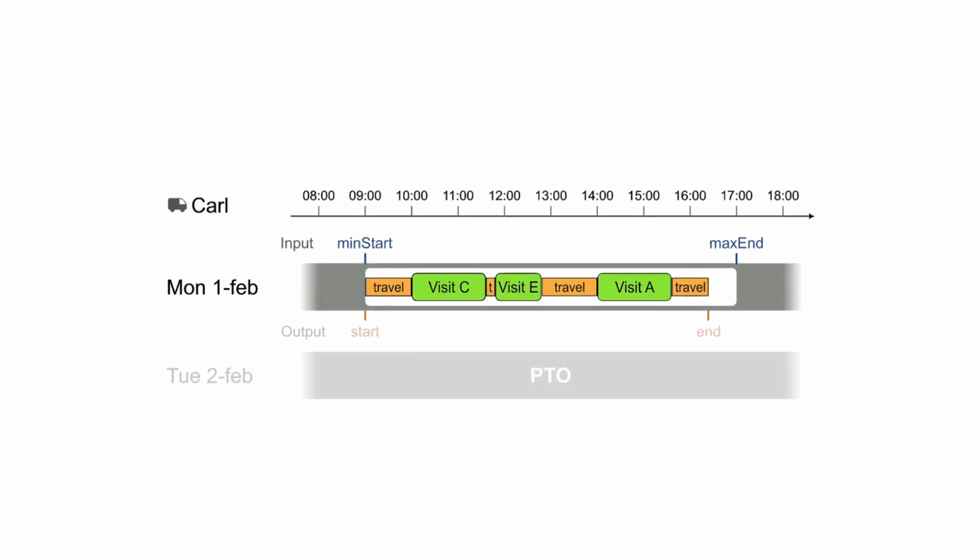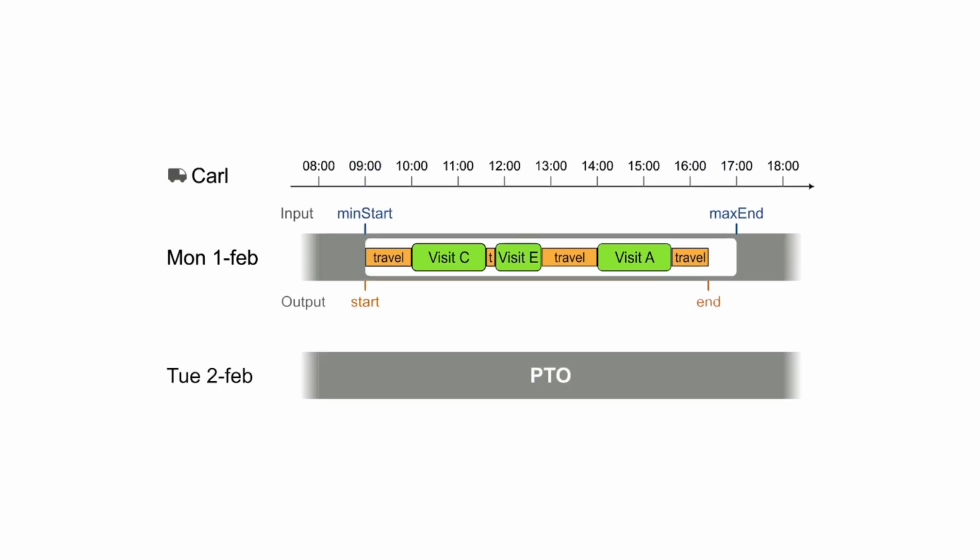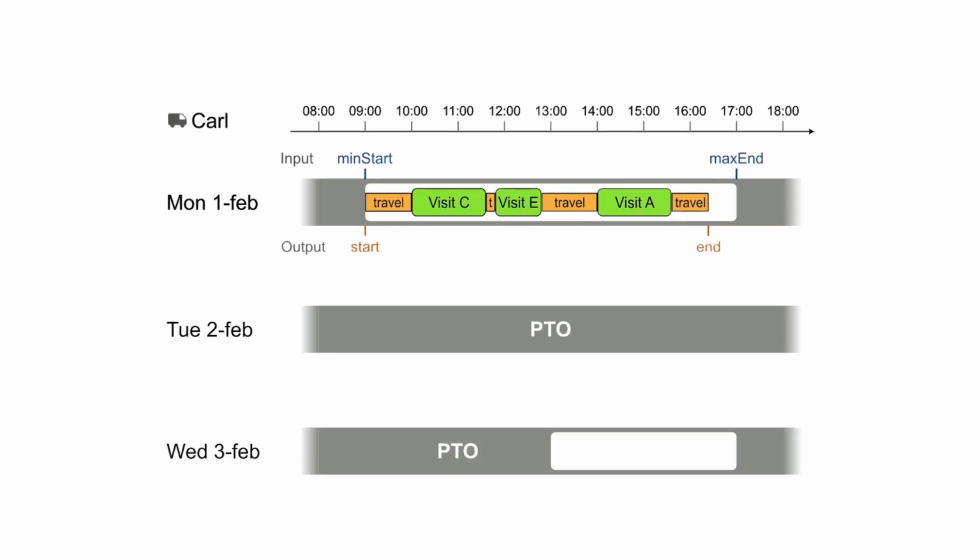On Tuesday, Carl is on vacation, so don't create a shift. Wednesday morning, he is still on vacation, but in the afternoon, he's available to work. Create a shift with a minimum start of 1 p.m. and a maximum end of 5 p.m. The solver assigns 2 visits in that shift, ending it at 5 p.m., just in the nick of time.